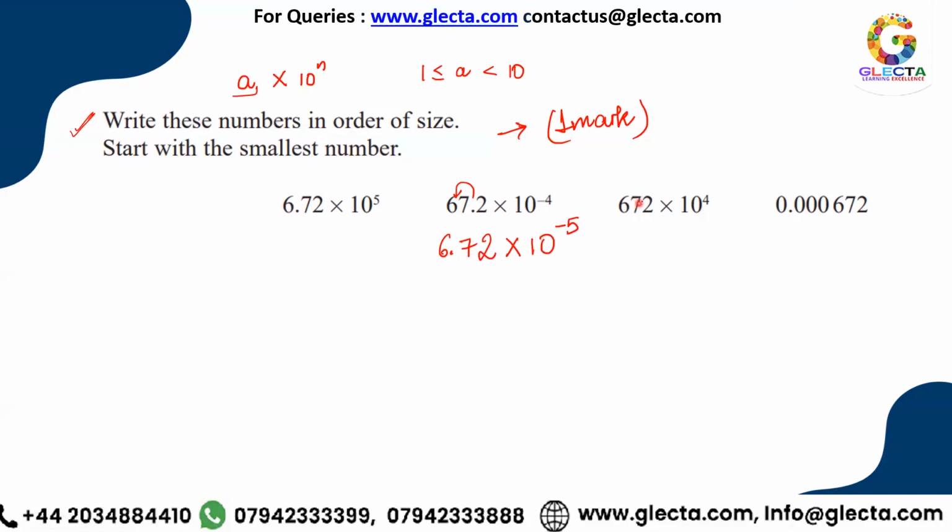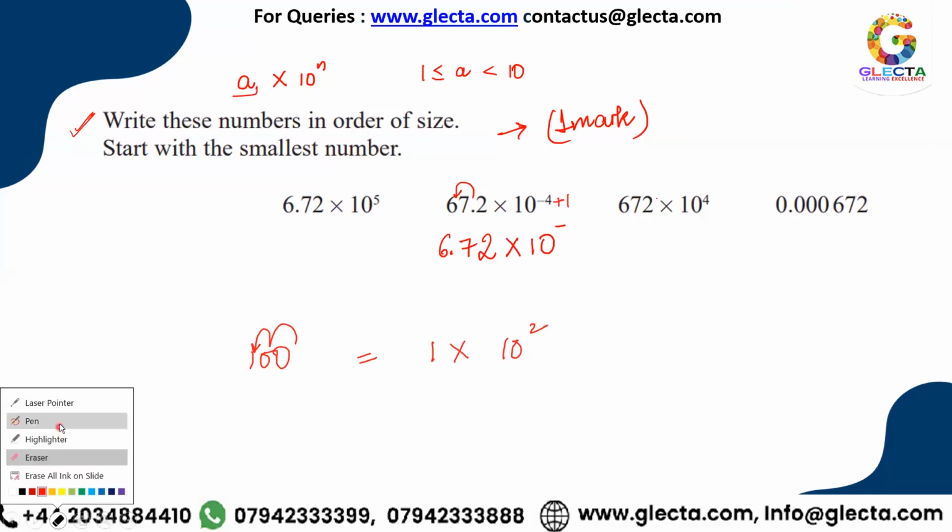Now, if I shift the decimal to the left, don't we increase the power? Imagine this is 100. 100 is 1 times 10 squared. What have we done? We have shifted the decimal 2 positions to the left. You increase the power. So when you're increasing the power, negative 4 plus 1, what will it be? It would be negative 3. Everyone has given me the answer as negative 5. Guys, it would be negative 3. You increase the power when your decimal shifts to the left.